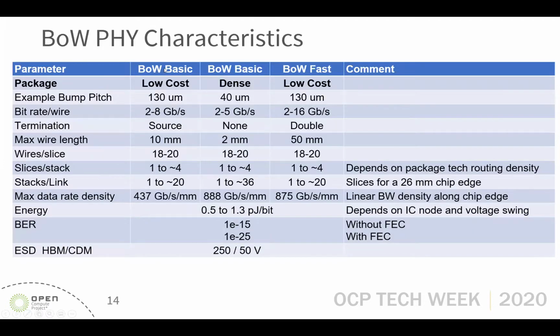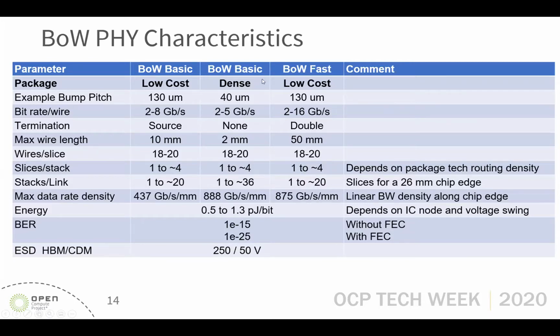So this shows PHY characteristics. The first column is BoW Basic on a low-cost package like an organic laminate with example bump pitch of 130 microns. And depending on length, you might be going from 2 to 5 to 8 gigabit per second. And we can have a max data rate density of 400 something gigabit per second per millimeter. That is density along the edge of the chip.